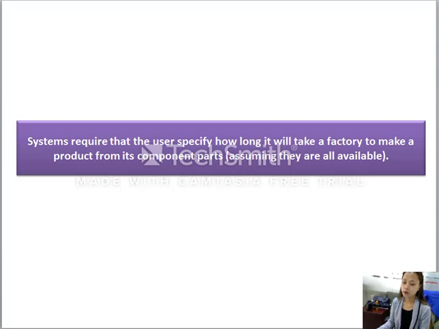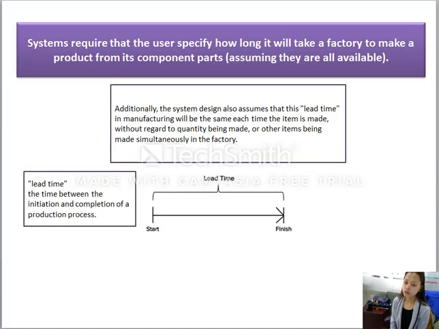Systems require that the user specify how long it will take a factory to make a product from its component parts, assuming they are all available. Additionally, the system design also assumes that this lead time in manufacturing will be the same each time the item is being made, without regard to quantity being made, or other items being made simultaneously in the factory. Lead time is the time between the initiation and completion of a production process.